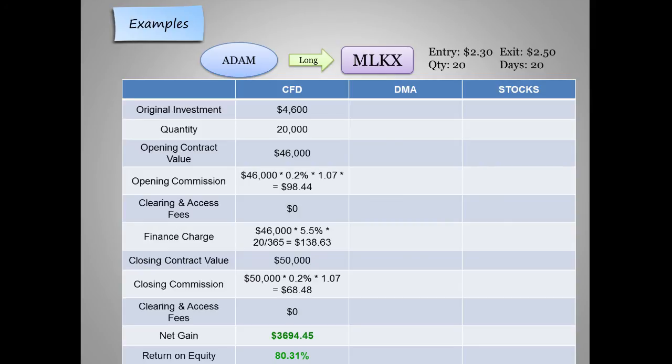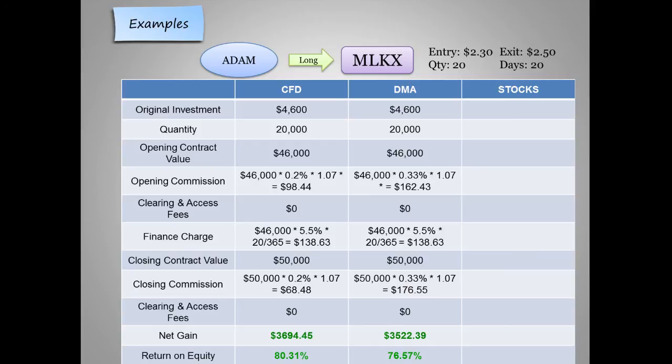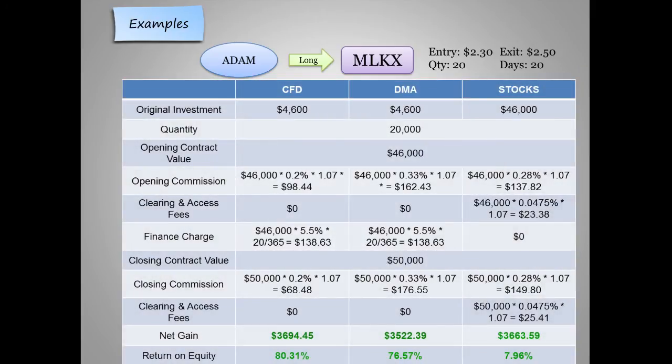Let us see how this is calculated as a DMA trade. Lastly, let's compare this to a stocks account. We can clearly see that the return on investment for a stock account is lower when compared to both CFD and CFD DMA accounts, although the net profit is similar.